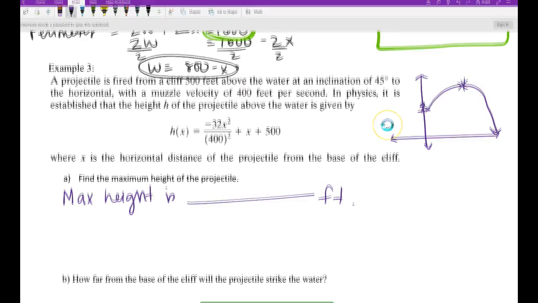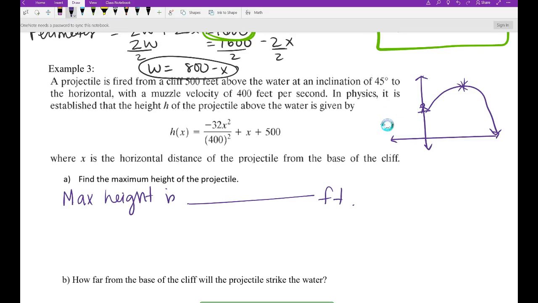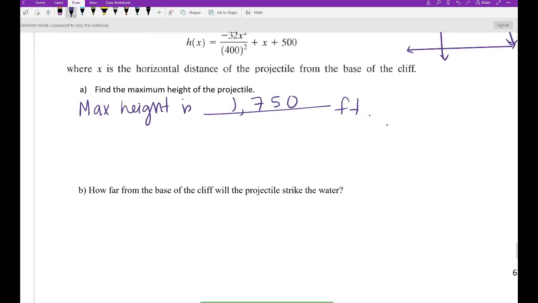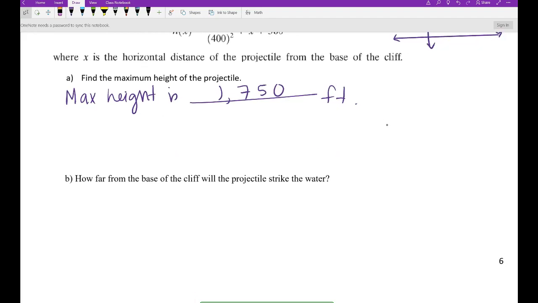All right, maximum height is, here we go. Are we ready? All right, Carolyn N., what is the max height? 1,750? Is that right? Yes. Going once, going twice, someone disagree? Beautiful.